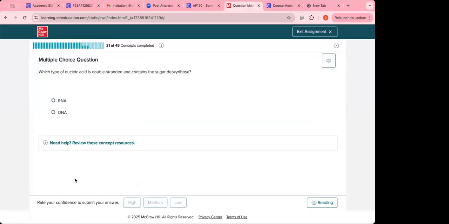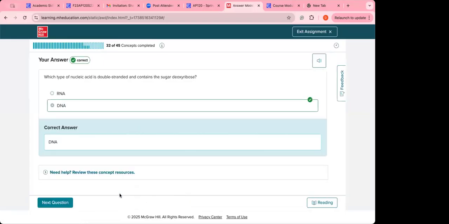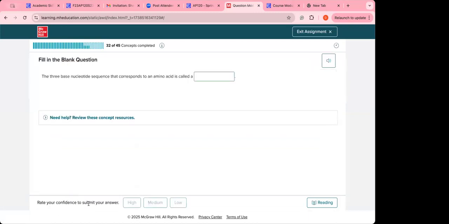Okay. Which type of nucleic acid is double-stranded and contains the sugar deoxyribose? Which one is double-stranded? DNA. Uh-huh. Yeah, they really want you to get that. Okay, next. The three base nucleotide sequence that corresponds to an amino acid. Okay, I don't know the answer to this question.